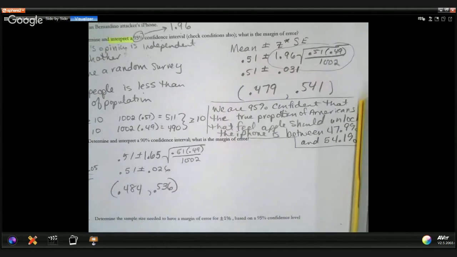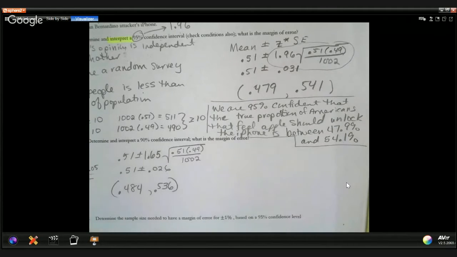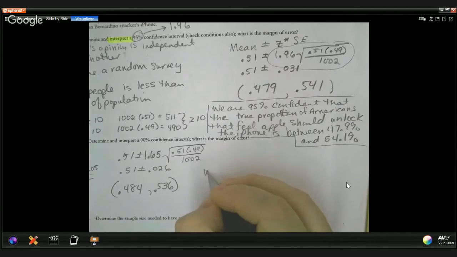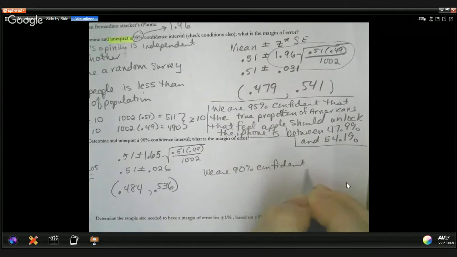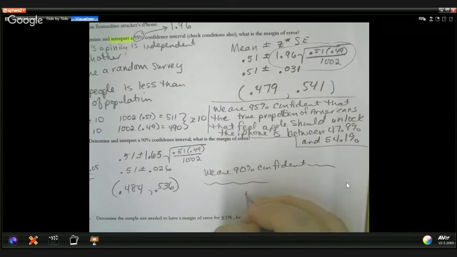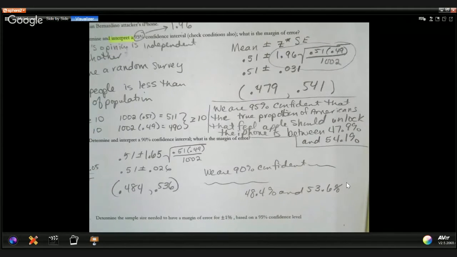And so it kind of makes sense what we see, because my range is a little bit smaller. It's smaller because I have a smaller confidence. If you have a larger confidence interval, you're going to have a larger range. And so it's going to be the same thing. We're 90% confident. And then it's the same thing until we get to our percents. So the more confident you are, the bigger space you're going to have in between. The less confident you are, it's going to be a smaller window.